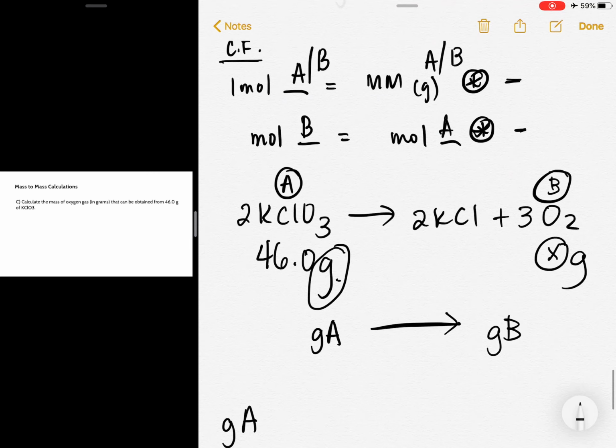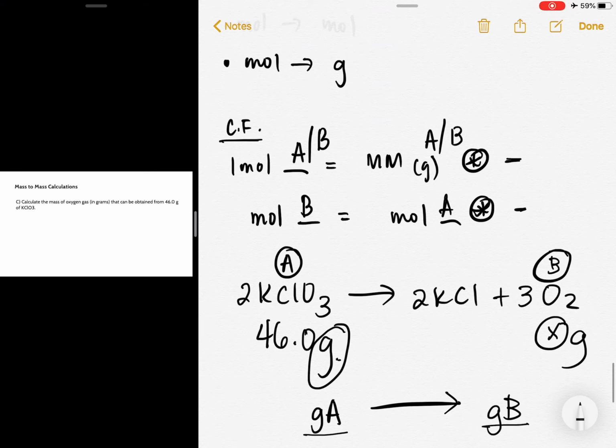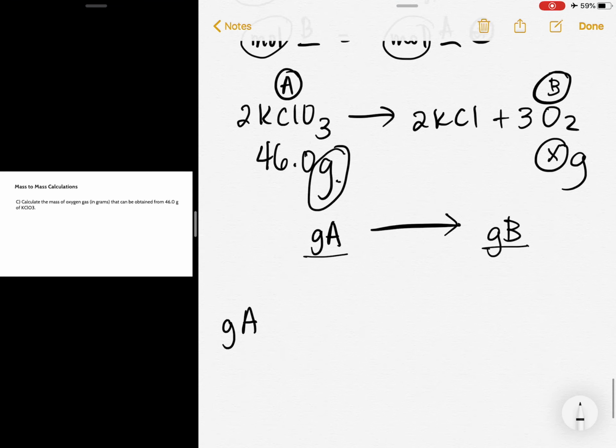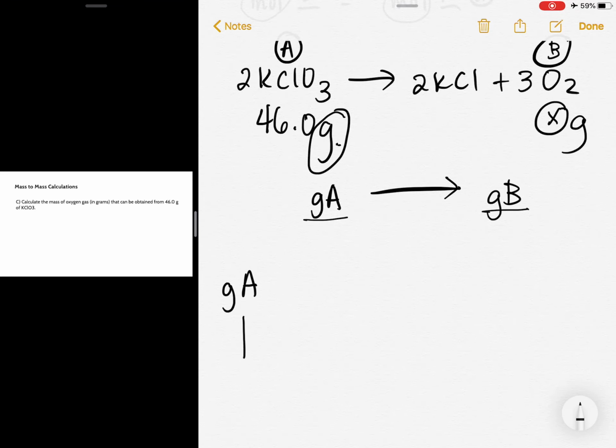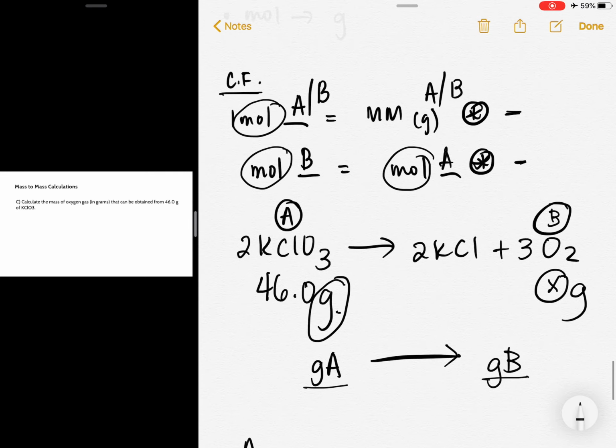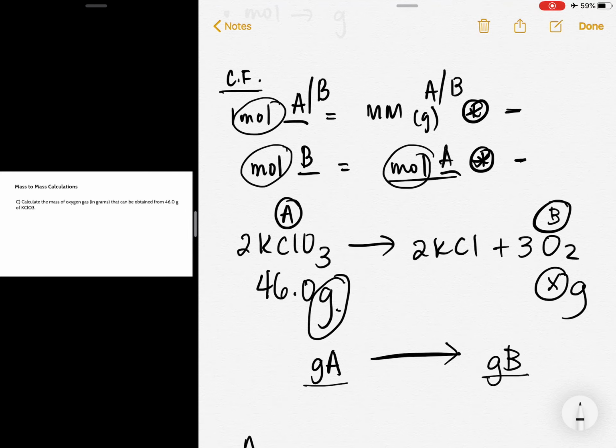Now, class, since wala tayong straightforward na from gram of A to gram of B, tingnan mo kung ano yung common unit na meron dun sa dalawang conversion factors mo. And as you can see, the common unit that you're going to see here is mole. So the first thing that you need to do is to convert this gram of A to the mole of A. Gawin mo muna siyang mole. Para pag nasa mole unit na siya, you can jump to mole of B. Kasi ang hinahanap mo is gram ni B.